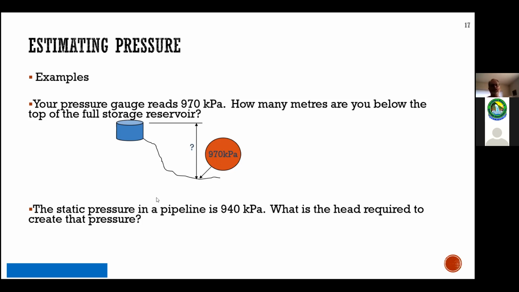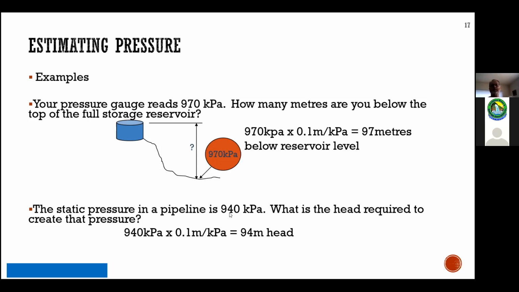The next question, static pressure in a pipeline is 940 kPa. All right, what elevation of water do we actually need to create that pressure? So that's what it's saying on your pressure gauge, 940 kPa. 940 kPa times 0.1 equals 94 meters. And remember, like all other math questions, once you get the answer, you can solve it back the other way just to see if it's correct. Just to reinforce the concept of elevation.